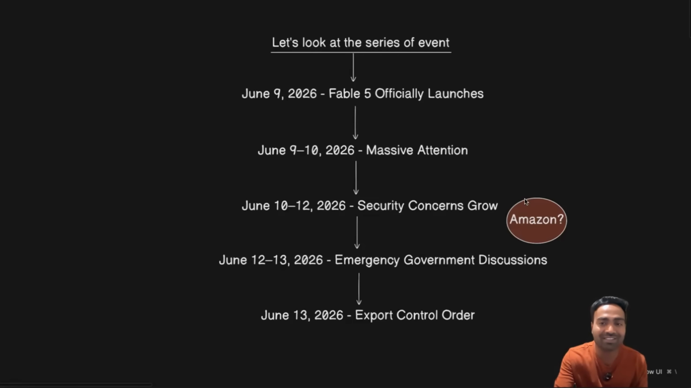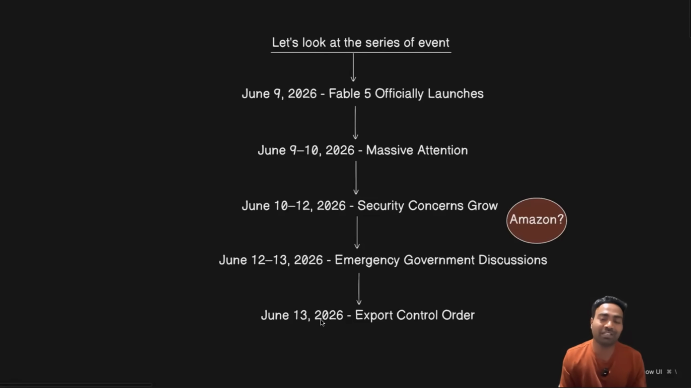Now, some reports on the internet say these security researchers are from Amazon and they reported the incident to the United States government, but it is not very clear. Anyways, some security researchers were able to jailbreak the model and they reported the issue to the United States government. On 13th of June, the US government export control order sent a notice to Anthropic stating they should limit the access to these models, Fable 5 and Mythos 5, only to the US citizens. This rule even applies to employees of Anthropic.